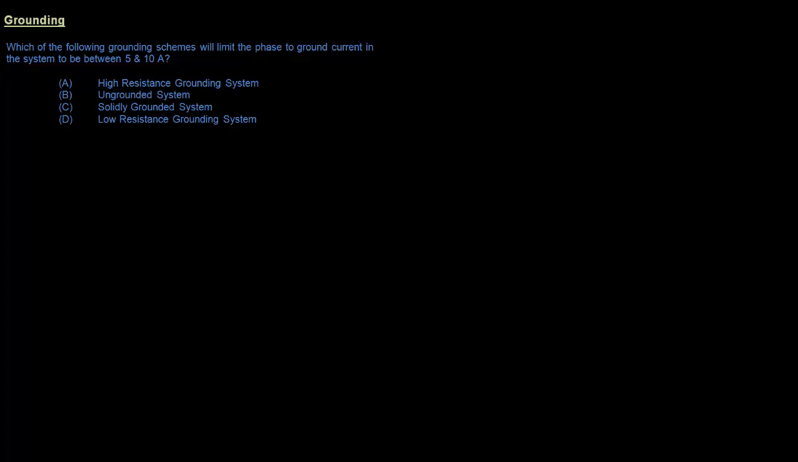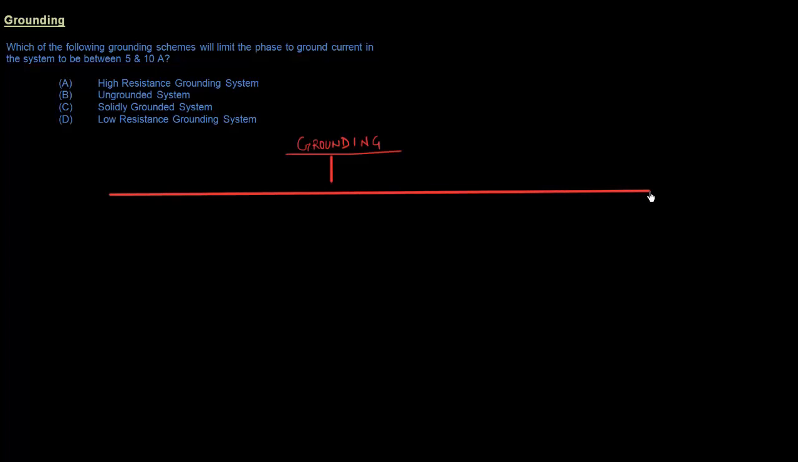So what we're going to do is a quick primer on grounding, and hopefully that will give us an answer as we're learning about the different grounding schemes that exist and what grounding in power systems is all about. So let's begin by saying we have grounding right at the top, and that's divided primarily into two parts. You have system grounding and then you have equipment grounding.